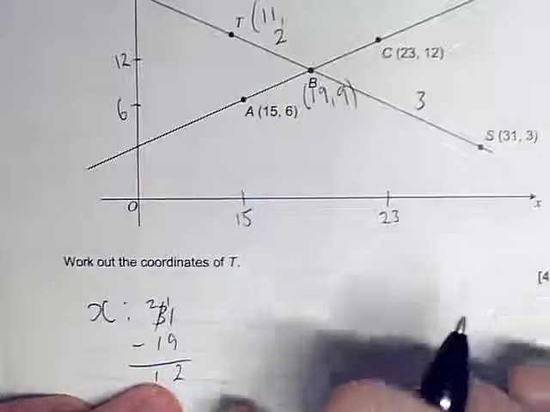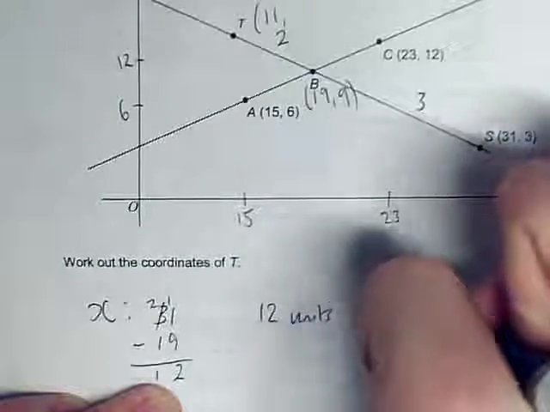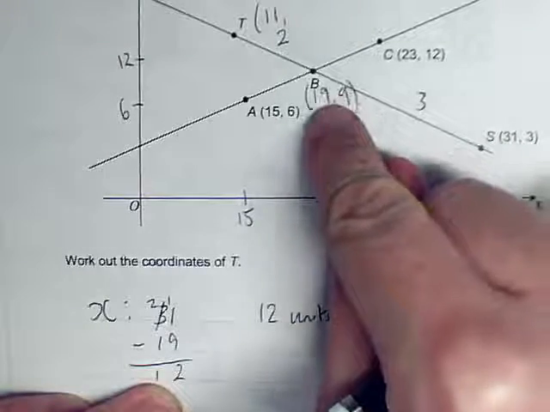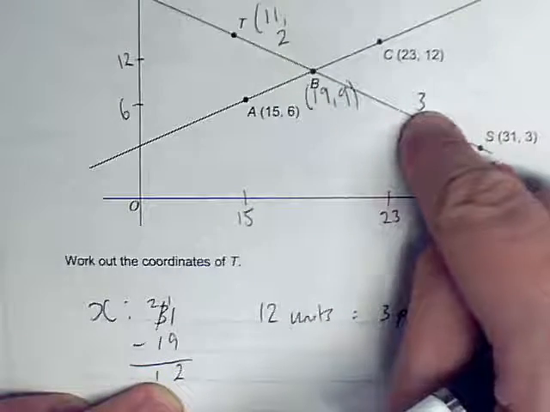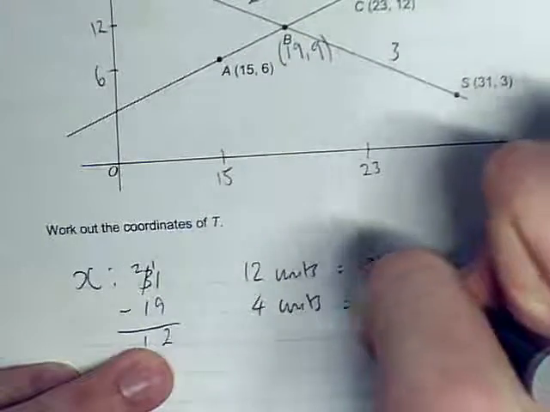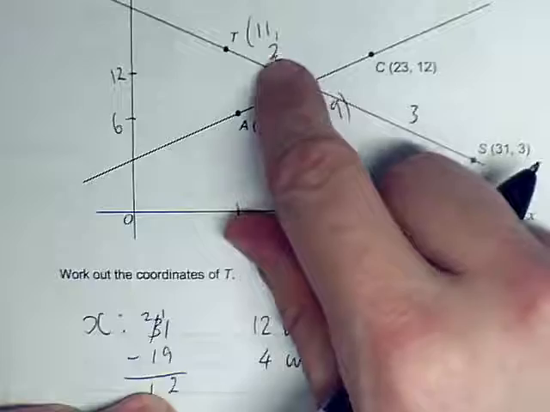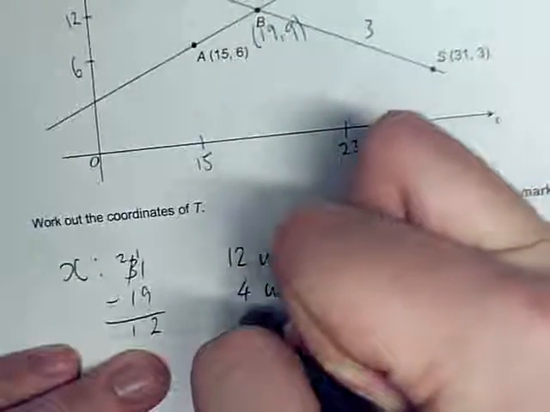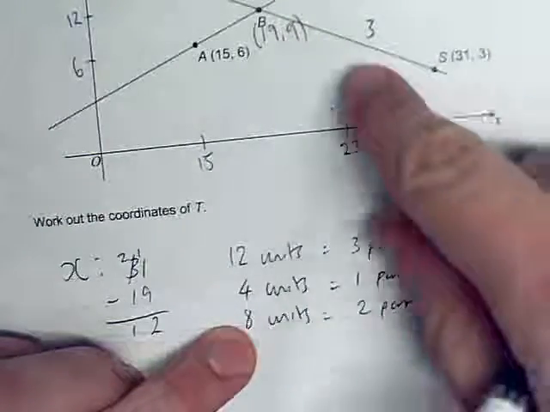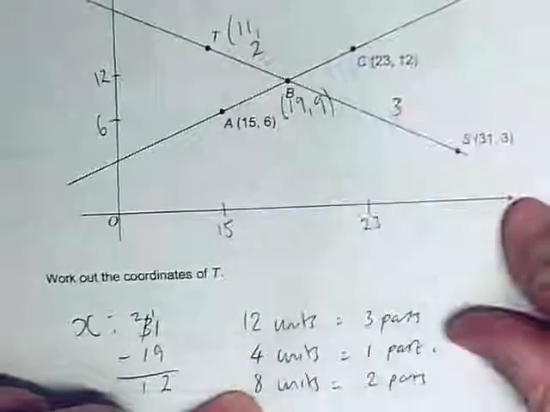Okay, so let's just explain that. So 12 units equaled 3 parts, because the difference between 31 and 19 was 12. We knew that it was worth 3 parts from the question. So therefore 4 units is 1 part. We knew that between T and B we've got 2 parts, so 2 lots of 4 is 8 units, and then we went back from 19, 8 places to take us to 11.